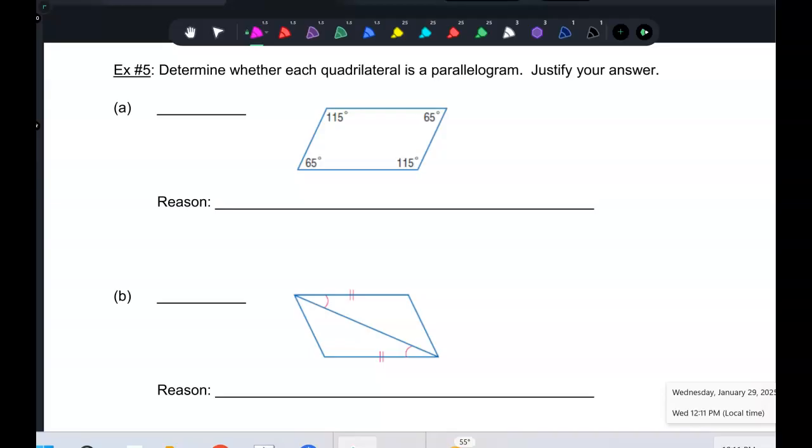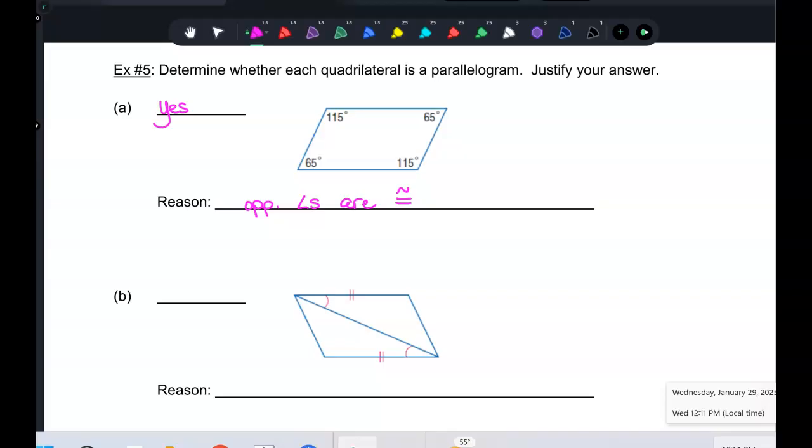Okay. Same thing. Yes or no, and then why. Yes. So this is yes. Reason. We could do, there's two options. Opposite angles are congruent, or consecutive interior angles are supplementary. Both of those would work.